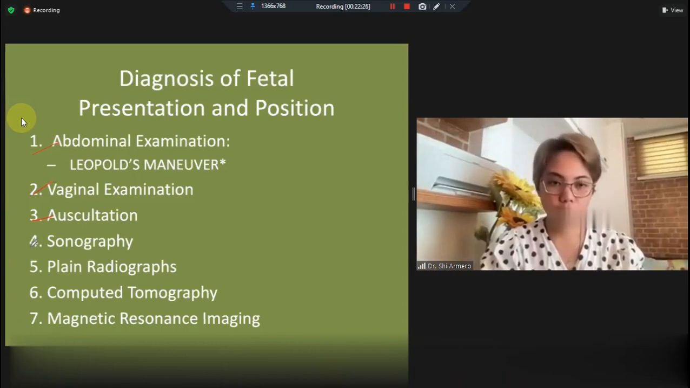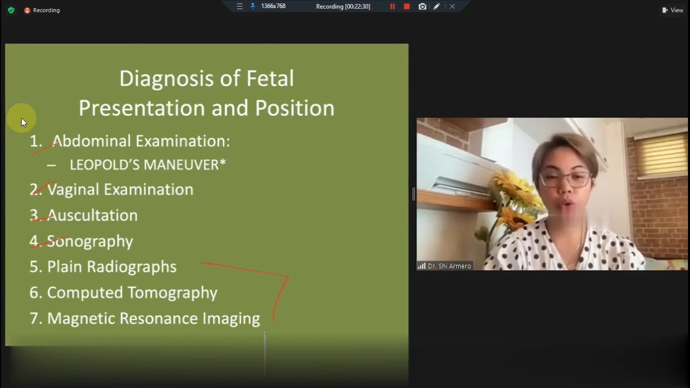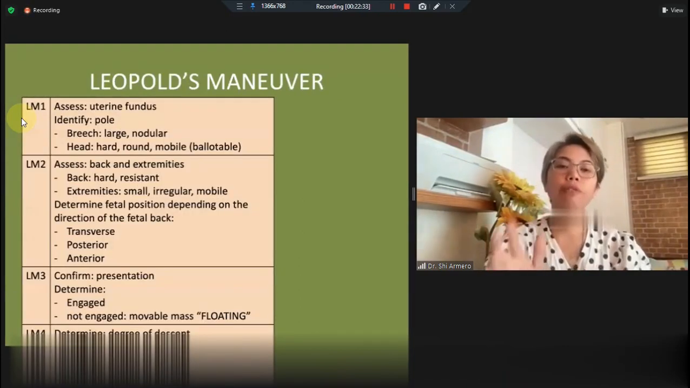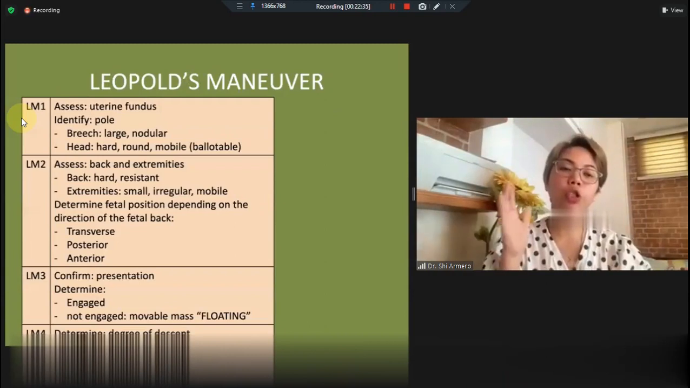Okay. For the sound, we don't do this three anymore. So these are just good to know. So Leopold's maneuvers. You have to remember these Leopold's maneuvers because you might just be given descriptions.